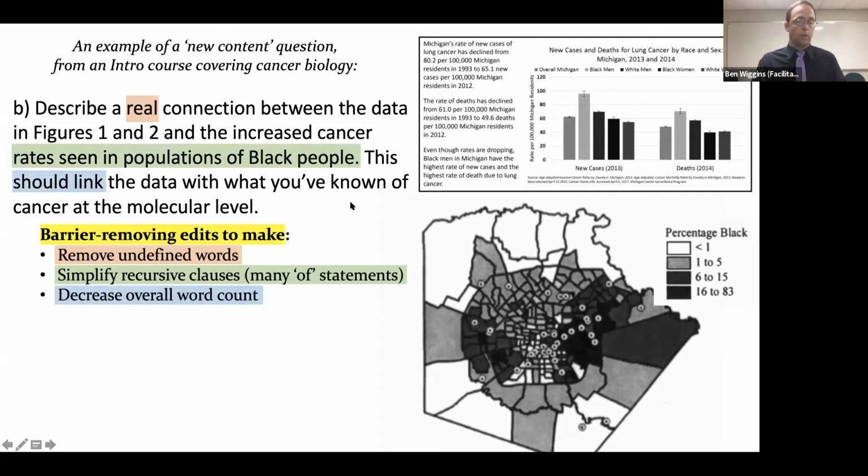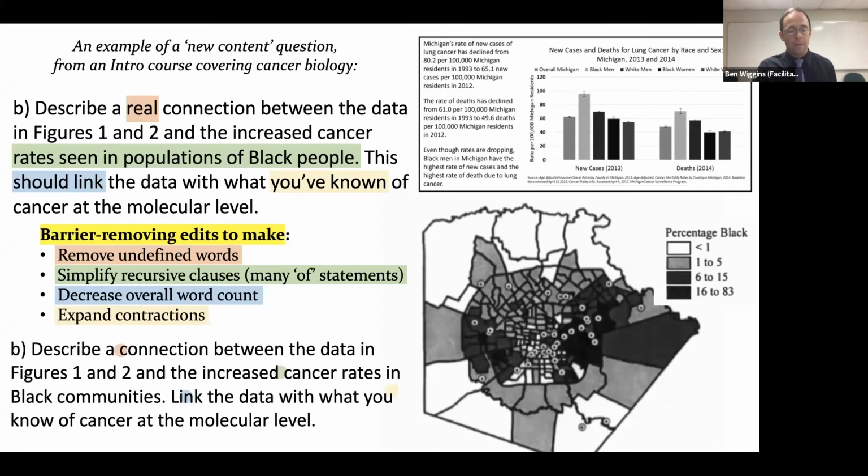We decreased the overall word count. We've got a paper coming out that shows that decreasing the word count helps for students, especially from non-traditional college backgrounds. And we tried to expand contractions. They are just more difficult for people that don't have lots and lots of comfortability and the kinds of literacy tools that other students might have. And when we did that, we got to a better question that had more impact for a greater number of students in how they learned about this topic.